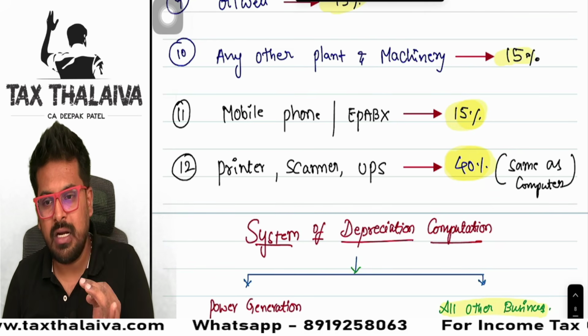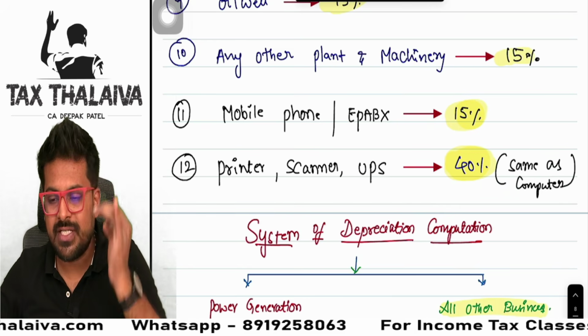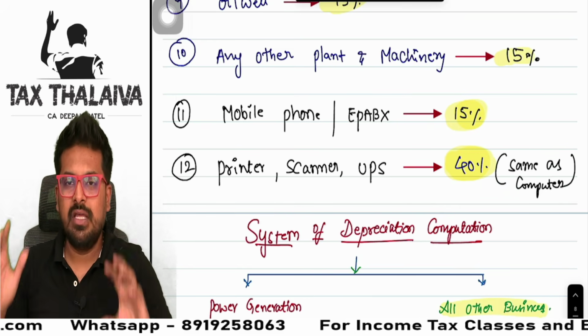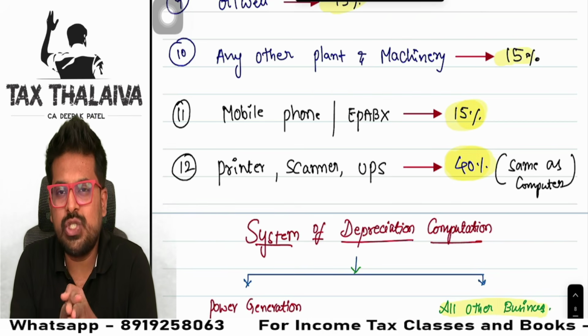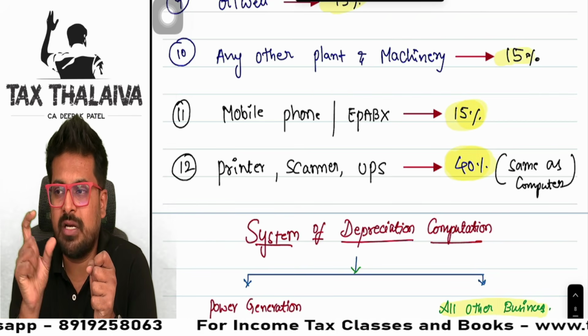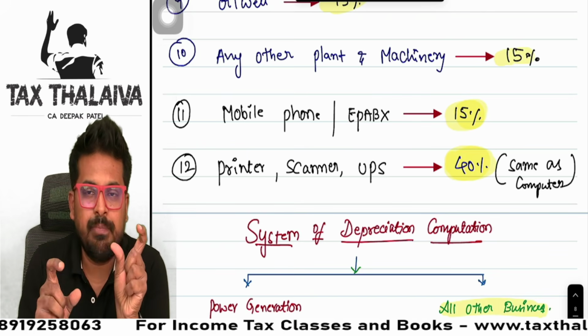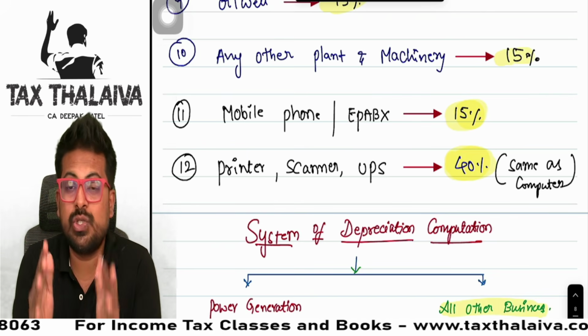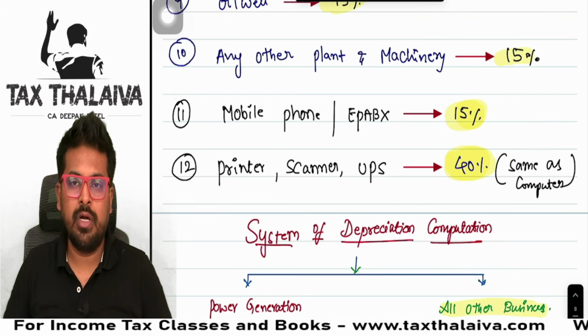Now you'll get a doubt, sir. Do we need to remember these depreciation rates for our examination purpose? Yes, you need to remember. At least you need to remember plant and machinery 15%, computer 40%, furniture 10%, building 10%, 20%. Like this, you need to remember, very, very important.